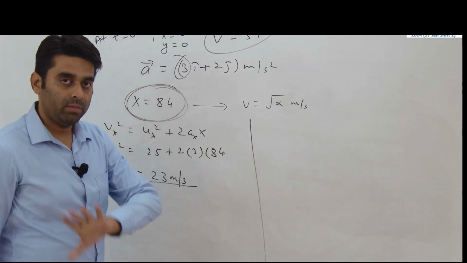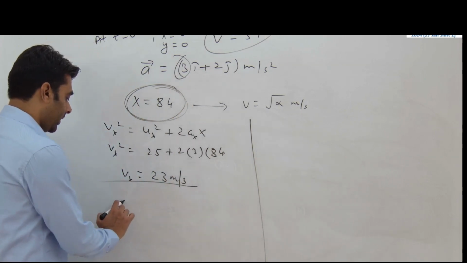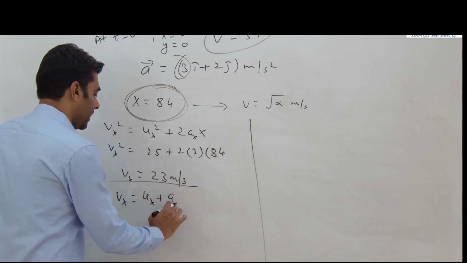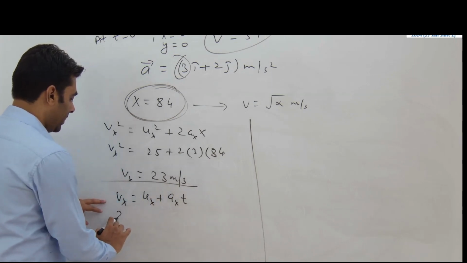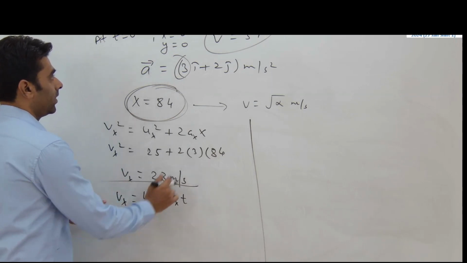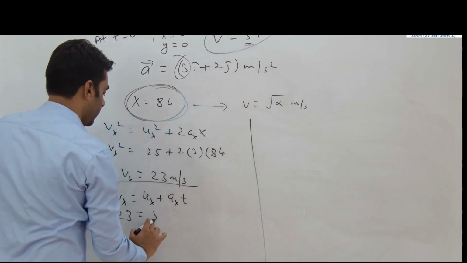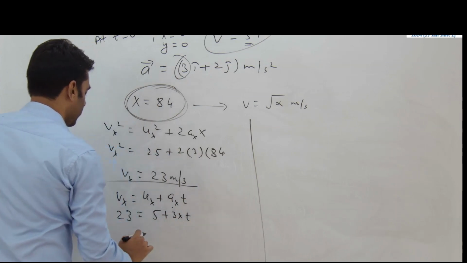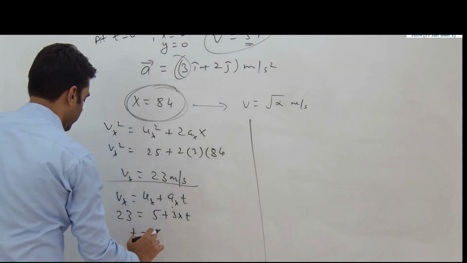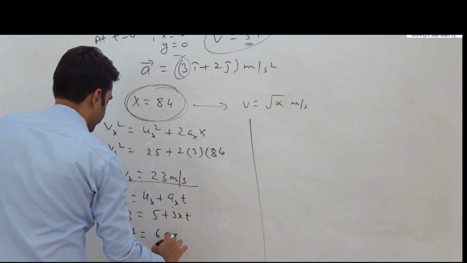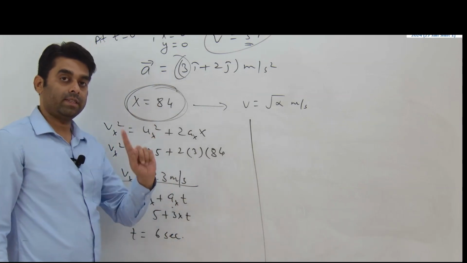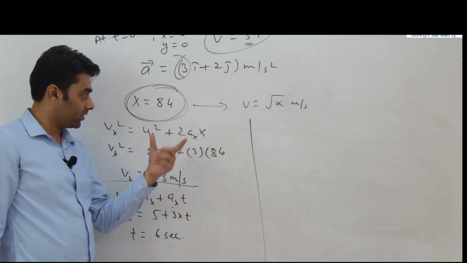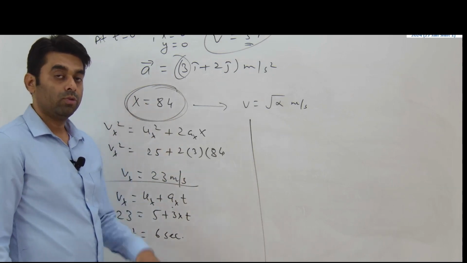After how much time does the velocity become 23 meter per second? Let us see the first equation. Vx is equals to ux plus ax into t. 23 is equals to ux, initially 5, plus acceleration 3 into t. So t value comes out to be 6 seconds. After 6 seconds, the velocity is 23 meter per second in x direction and its position is 84.